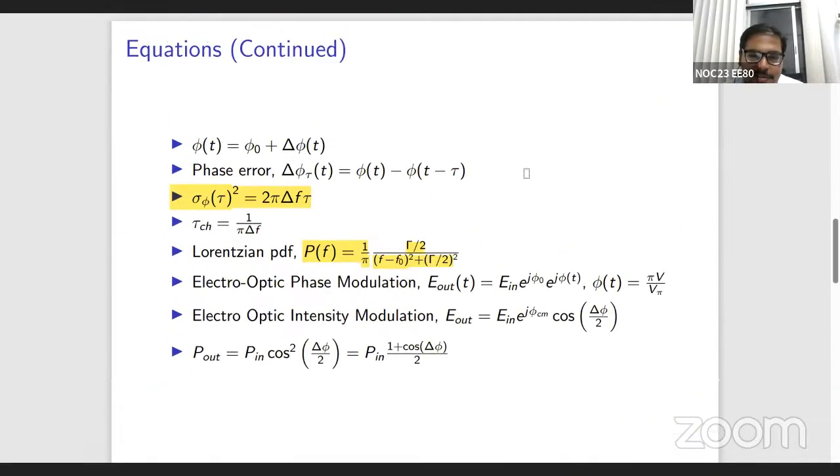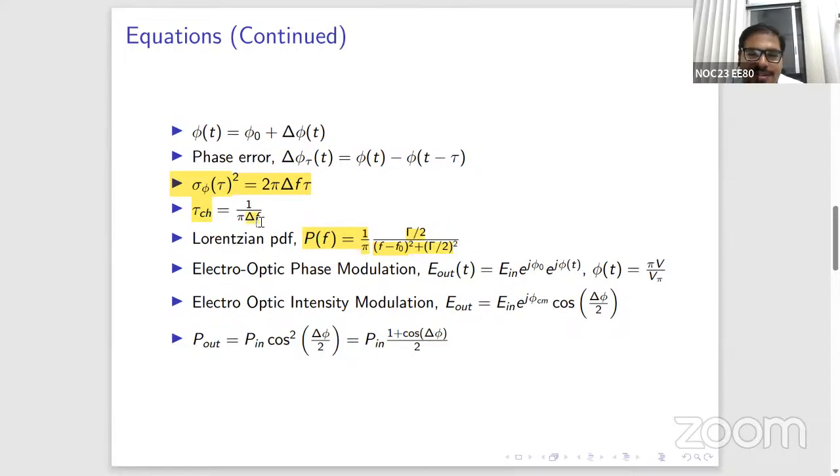Is the coherence time? I'm not sure whether any questions are there about this in the assignment, but this coherence time comes from this, where delta F is the line width.